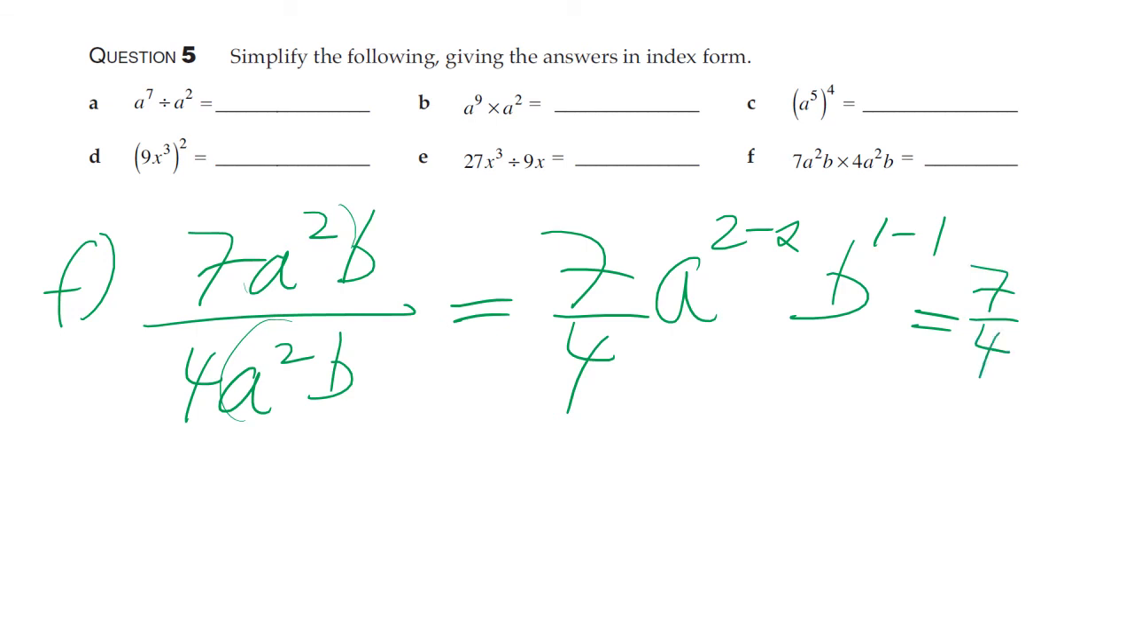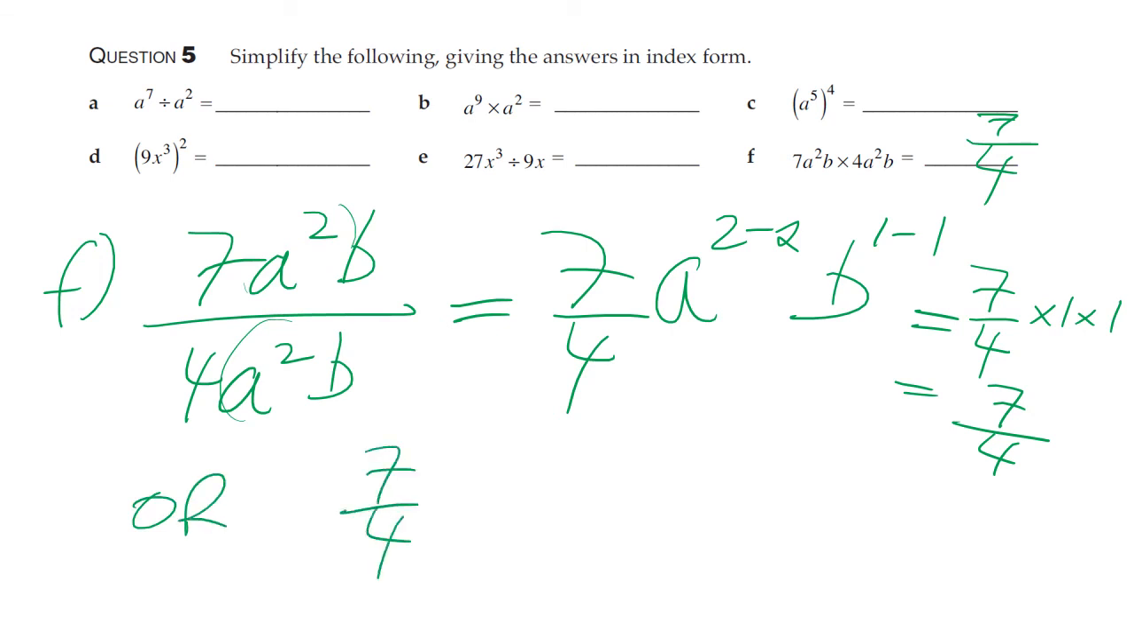a to the power of 2 take 2 is 0, which means a to the power of 0 is 1. b to the power of 1 take 1 is b to the power of 0, which is also 1. So times 1, which means my answer is 7 over 4. Alright. Another easier way to look at it is, you can see 7 over 4, and a to the power of 2 b, a to the power of 2 b, if they are the same, you can just cancel them out. Because a to the power of 2 divided by a to the power of 2 is just 1. Because whatever divided by whatever is going to end up with 1.